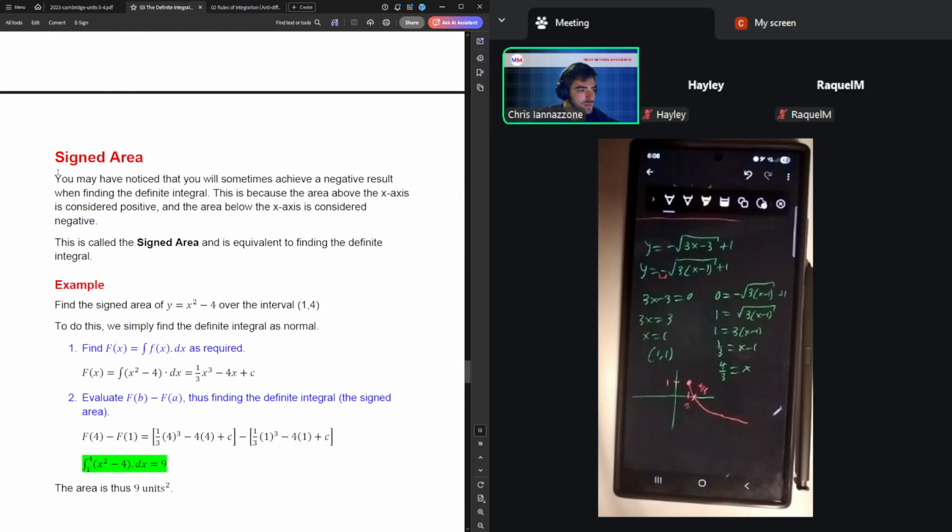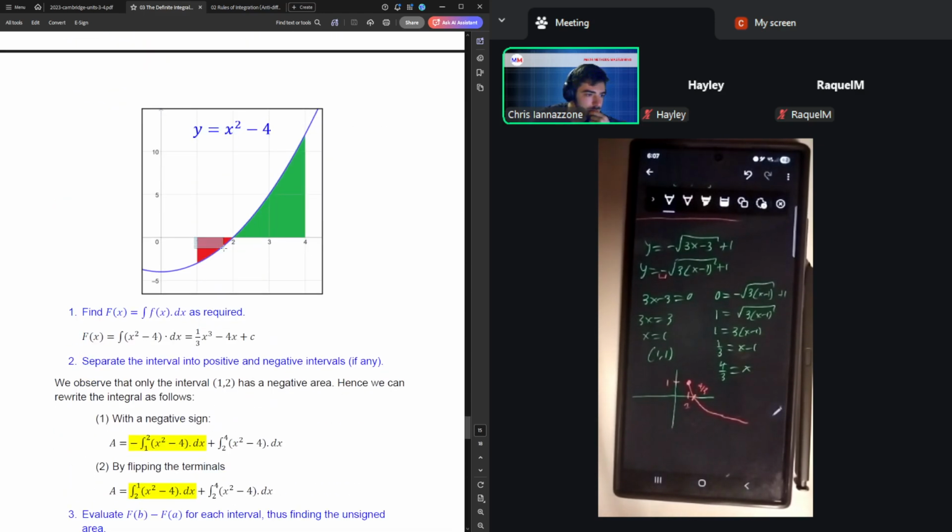Now, a bit about the terminology for this. This is referred to as signed area. The reason it's called signed area is because it has a sign, either positive or negative. And positive or negative area is handled or interpreted differently.